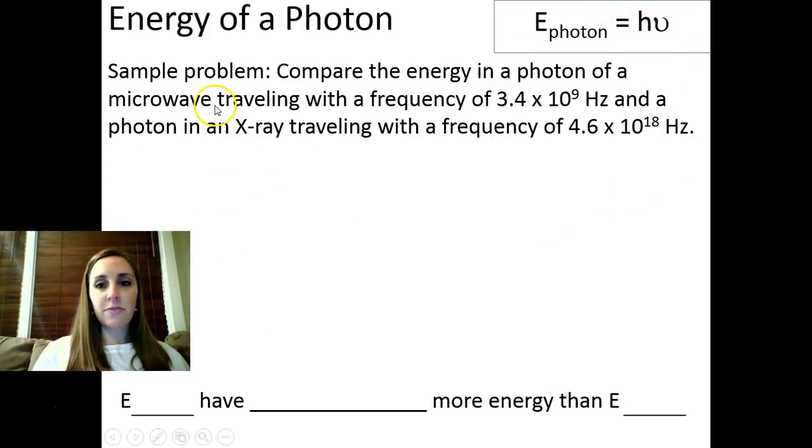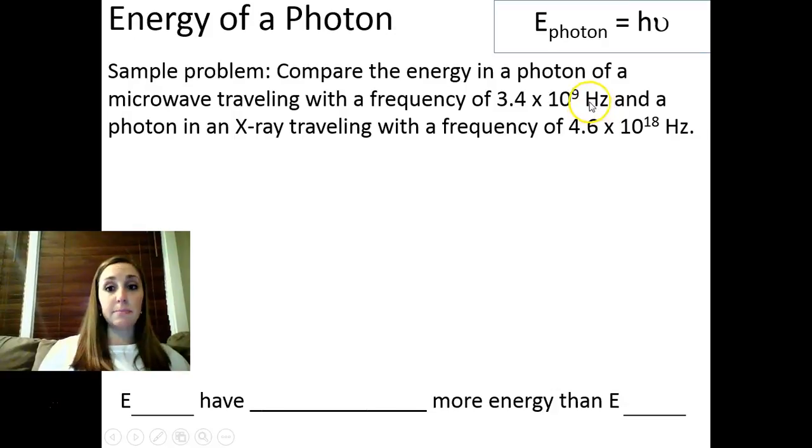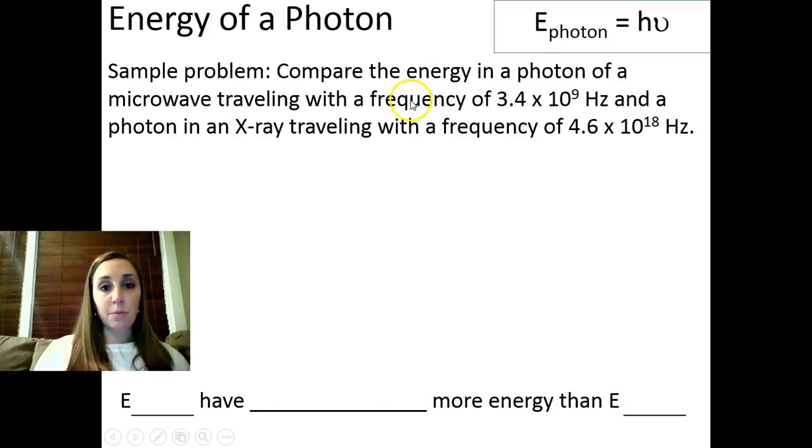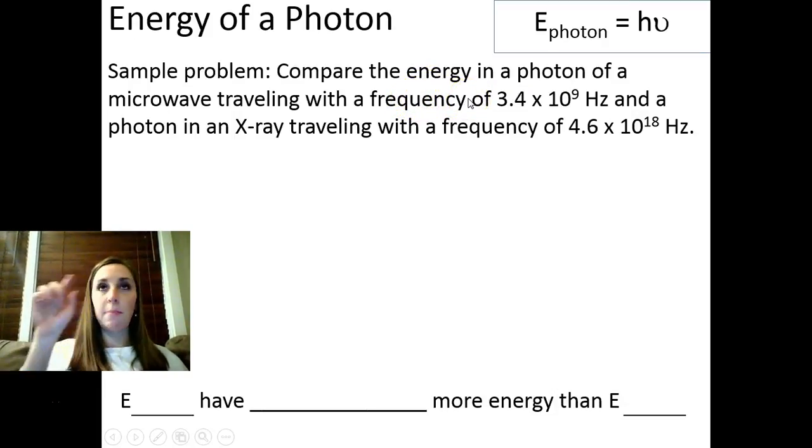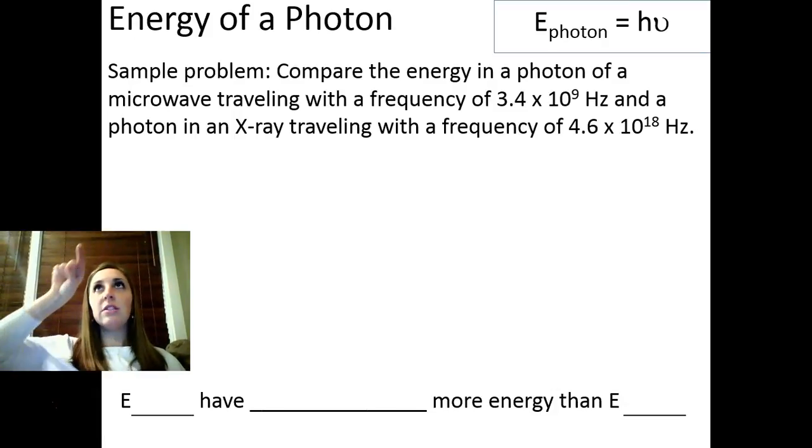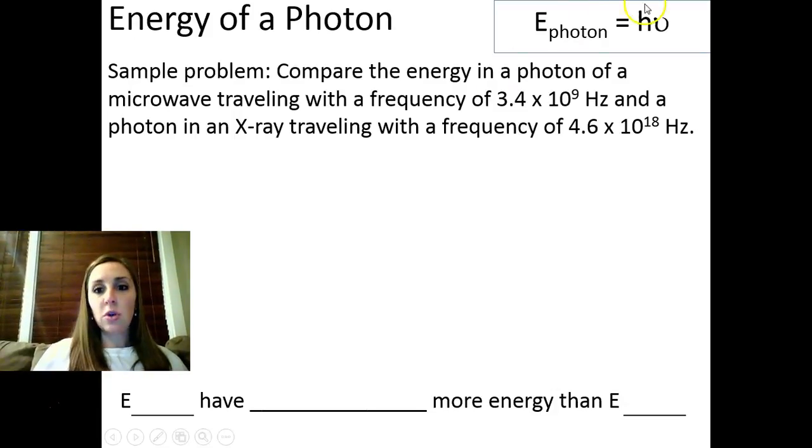Compare the energy of a photon in a microwave traveling with a frequency of 3.4 times 10 to the 9th hertz, that means per second, and a photon in an X-ray traveling with a frequency of 4.6 times 10 to the 18th hertz. Let's talk about what each of these means. Remember from last lesson, frequency means how many times that particle, or for this a photon, goes to the top of the wave.